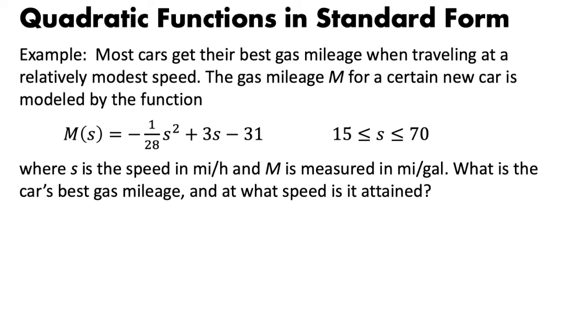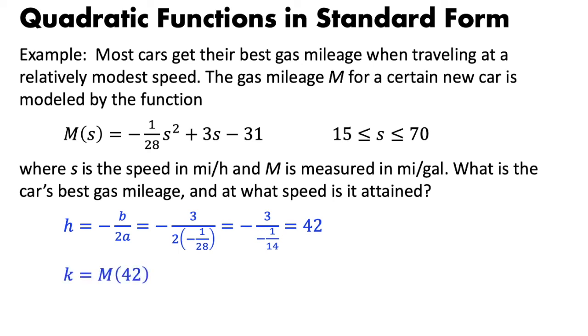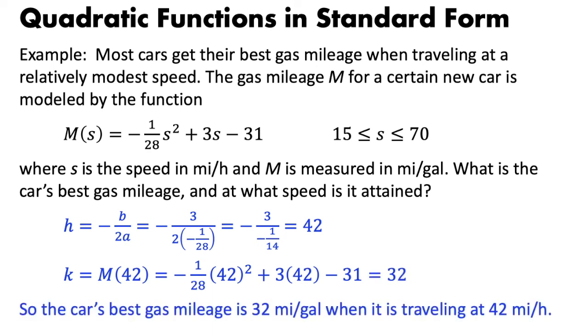Using the formula that we just learned, we can find h by simply plugging b and a into the formula to get 42. Now, we find m(42) to find the second coordinate of the vertex, which we find to be 32. So the car's best gas mileage is 32 miles per gallon when it is traveling at 42 miles per hour.